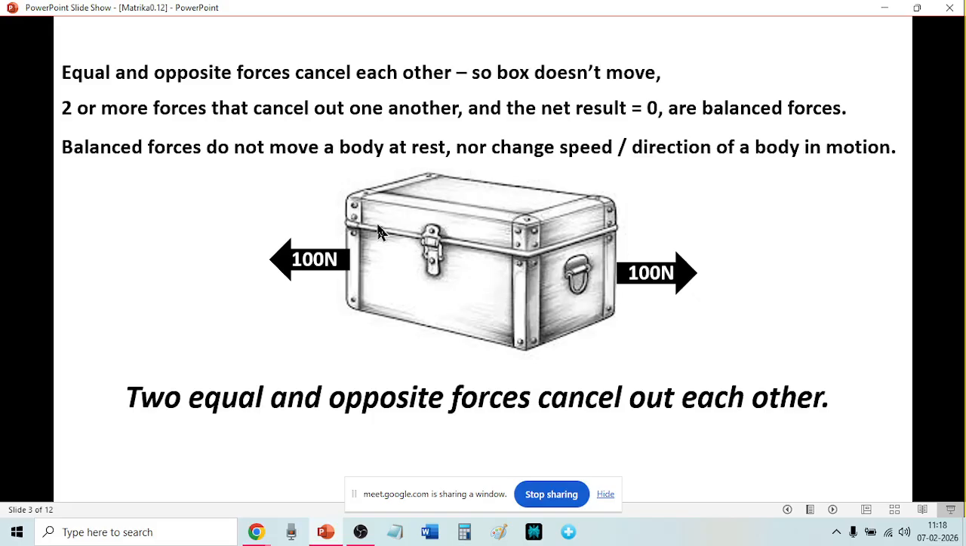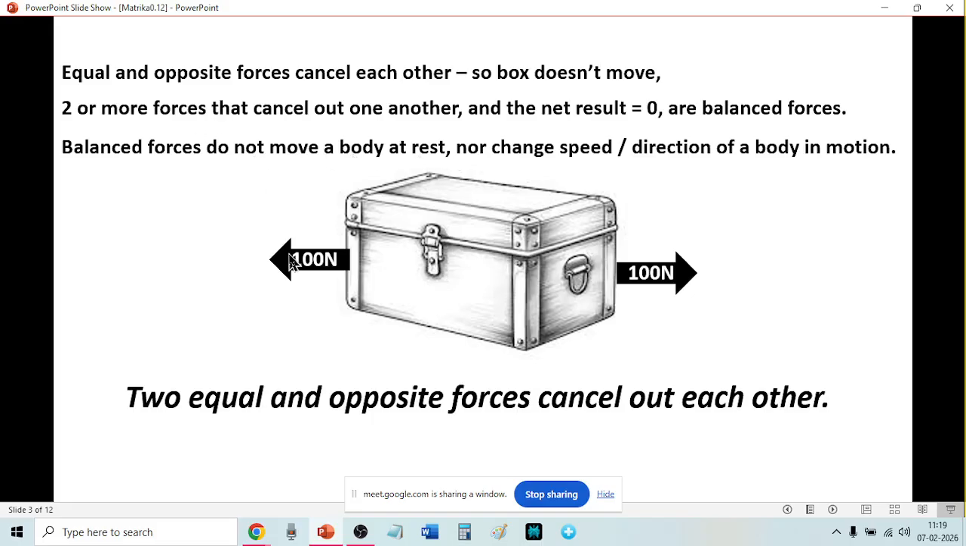Okay, got it? So when 2 or 3 or 4 forces are balanced, the total effect is 0. They will not move anybody, they will not stop anybody, they will not change the speed or direction, they will do nothing. Because the speed, direction, or other things are changed by unbalanced forces. If forces are balanced, the total result is 0, then they do nothing. They cannot move the body, they cannot change the speed of a moving body, they cannot change the direction of a moving body. So, the total effect is 0 if they are balanced forces.